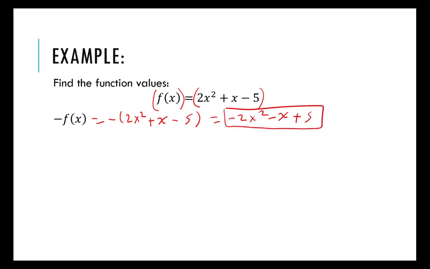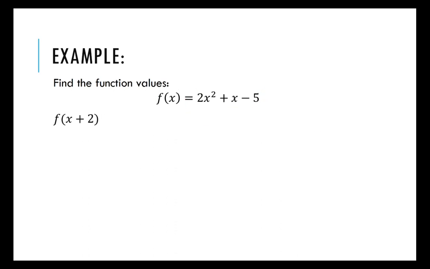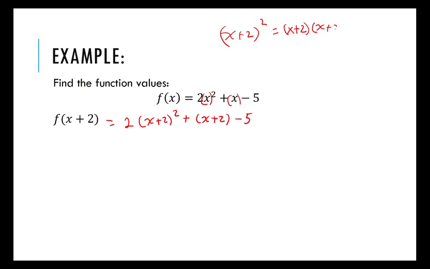There's our function value. And now if I want to plug in a binomial into a function, there's no reason I can't. This is then f of x plus 2, which is, everywhere we see x, we replace it with parentheses, and this is going to be 2 times x plus 2 quantity squared plus x plus 2 minus 5. Then I have 2 times x plus 2 quantity squared. Well, this is a binomial squared. So remember that x plus 2 quantity squared is x plus 2 times x plus 2. And so we need to multiply those binomials.